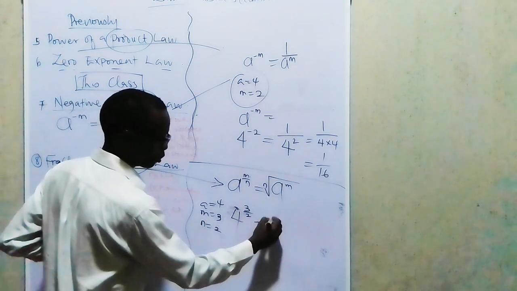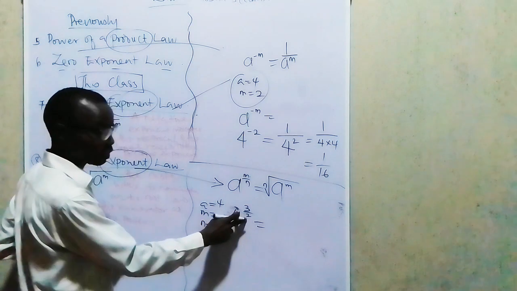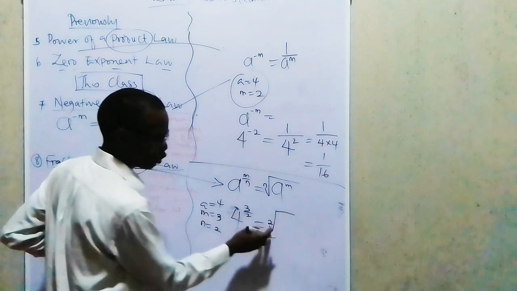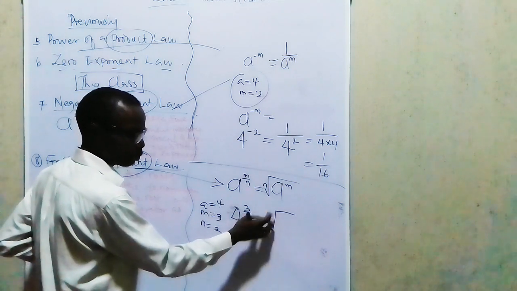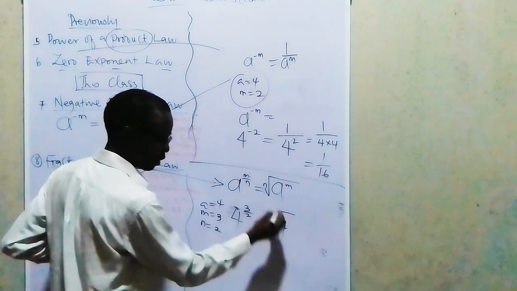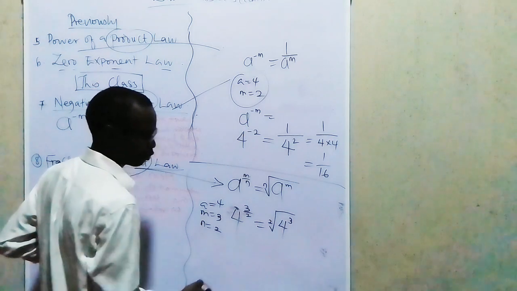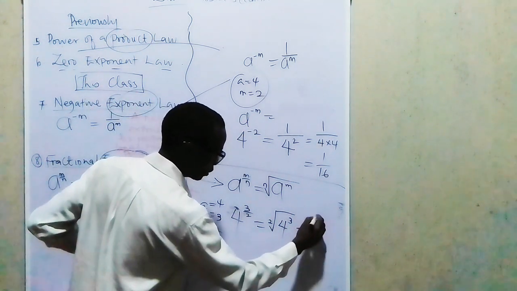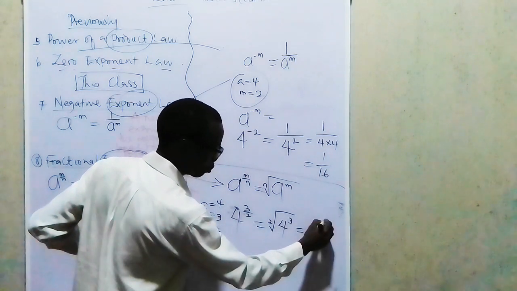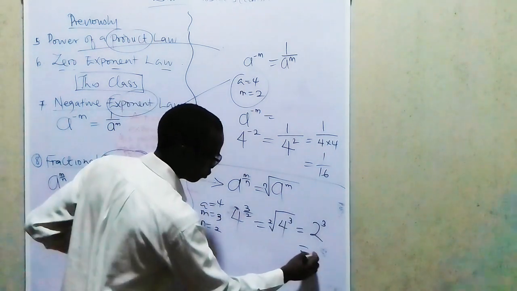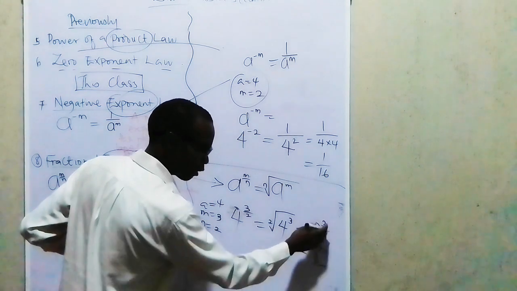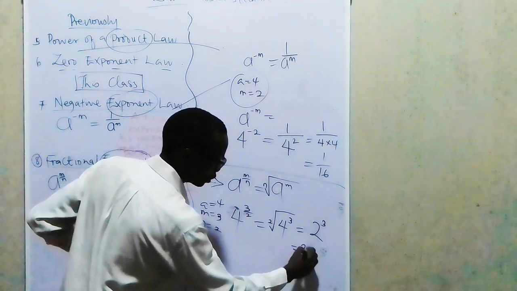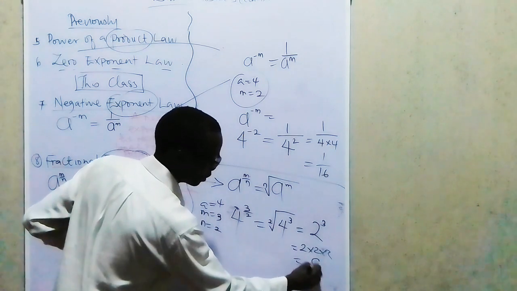So we bring it here, it becomes, the denominator forms the root, so the square root. In that case, we don't write the 2 again, so there may not be need. The square root of 4, raised to the power 3. So let's go. What is the square root of 4? The square root of 4 is 2. So 2 raised to the power 3. What is 2 raised to the power 3? Let me not jump quickly. 2 raised to the power 3 means 2 times 2 times 2, which is 8.